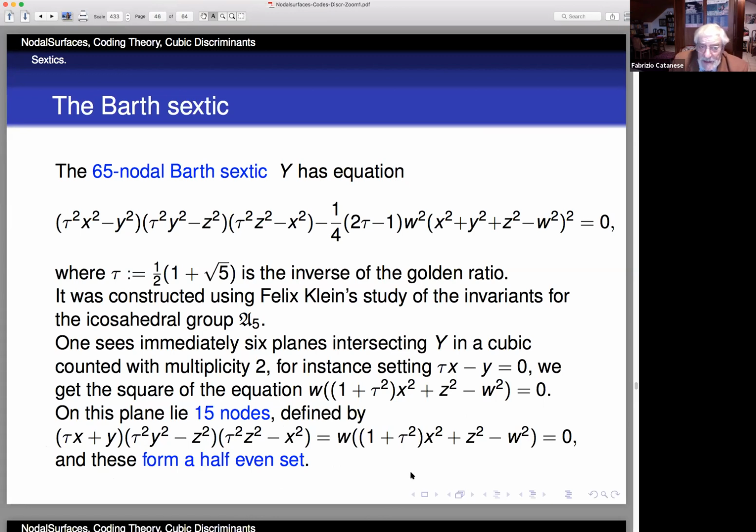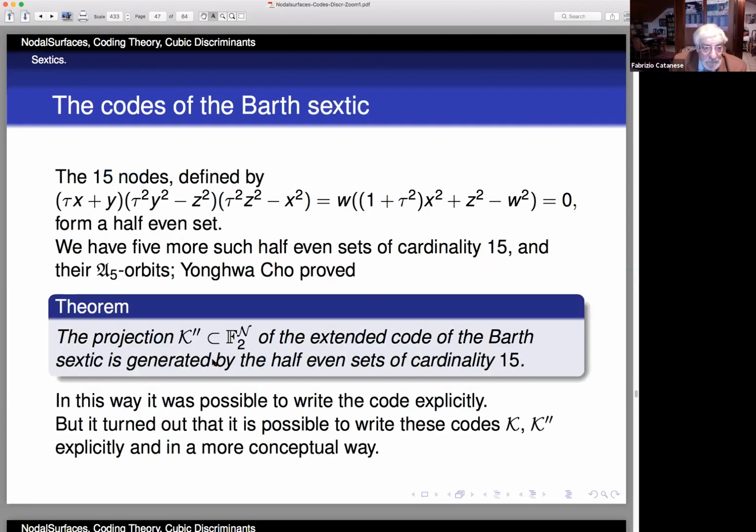So what is important is that from the symmetry of the equations, you can construct a lot of code words. For instance, half-even sets with cardinality 15. And now we have 5 more such half-even sets of cardinality 15, and they are an orbit under the icosahedral group A5. And Yonghwa Cho, my collaborator, proved that essentially the extended code, to be more precise, the projection of the extended code, is generated by the half-even sets of cardinality 15. And so he was able to effectively describe the codes for the Barth sextic.